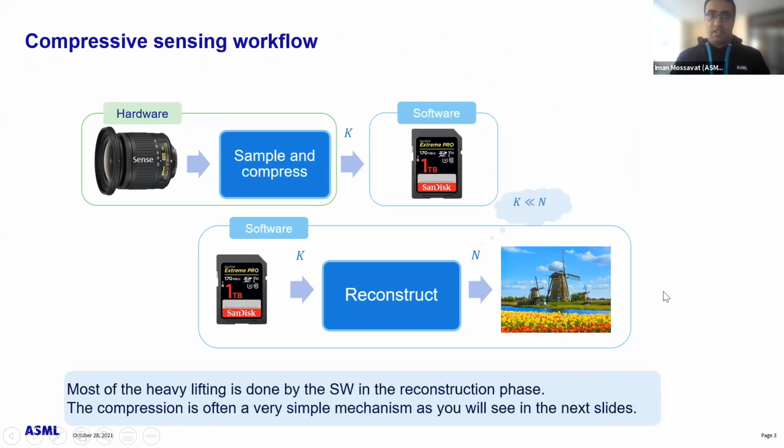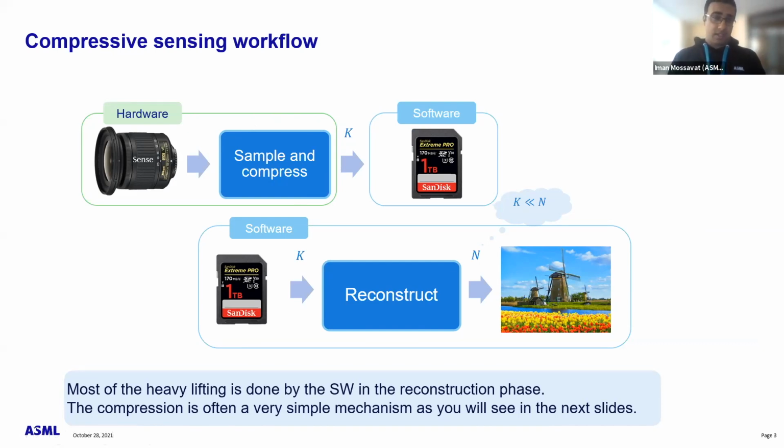So what happens in compressive sensing is that now your hardware not only measures, but also compresses. This means that now a compressed number comes out of your hardware. And instead of decompression, you have to do reconstruction, which is a harder task. So you push the complexity from the hardware to the software. And this has a lot of applications inside ASML, but also outside.